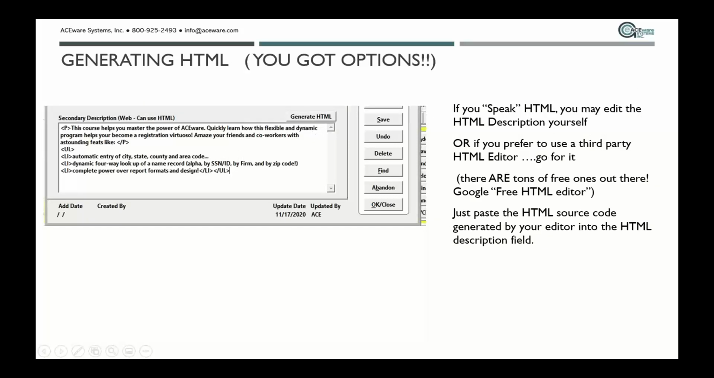All right, generating HTML. Like I said, if you are like me and you're doing simple stuff, you can use the internal little generate HTML tool. If you're an HTML pro, you can certainly edit that HTML description yourself or use a third-party HTML editor. And again, I did a little Googling, and there are several that are free, that are online, that you don't have to sign up for, where you paste in text, and you have a little more advanced what-you-see-is-what-you-get tool. At the end of your editing, you just copy and paste that code into the description field.